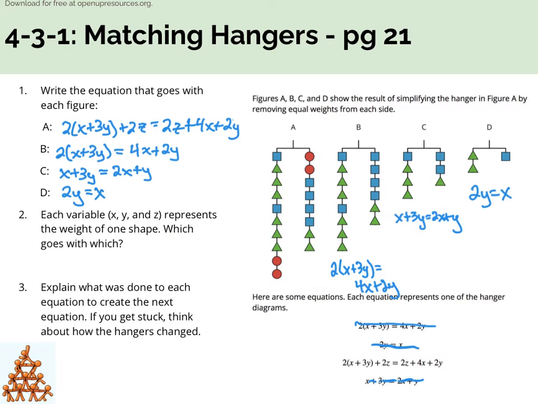All right, so number 2, each variable, x, y, and z, represents the weight of one shape. Which goes with which? Go ahead and answer that question. So pause this and answer that question, and then come back to me. All right, so just kind of looking at it, the x is the blue square.